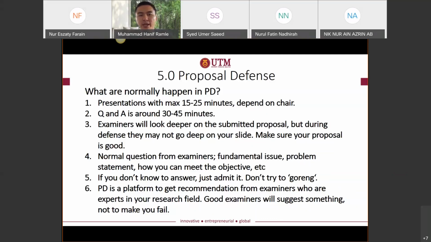Number 5, if you don't know how to answer, just admit it. Don't try to fool the examiner. Don't try to give a wrong answer, because the examiner is very expert in your field. Number 6, the PD is a platform to get recommendations from examiners who are experts in your research field. A good examiner will suggest something to help, not to make you feel bad. So the examiner always helps the student. No need to worry too much.